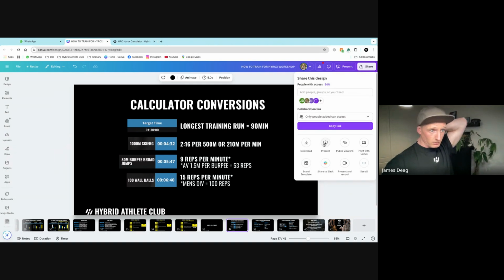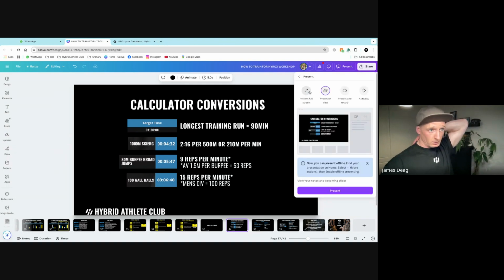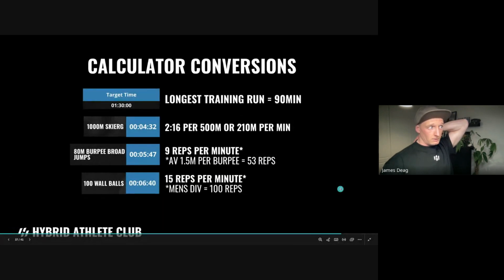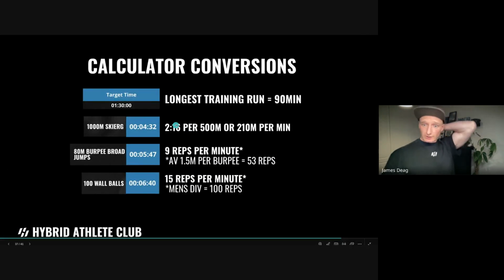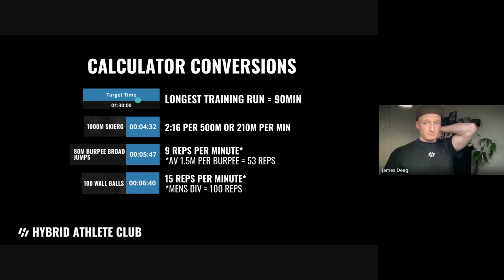So I'm going to give you a couple of examples here. So if our target time comes out at 90 minutes, as I mentioned, the first thing we want to do is make sure we're capable of covering that time on our feet. So our longest run in our training block wants to be equivalent to that time. So if our target's 90 minutes, our longest run wants to be around 90 minutes.